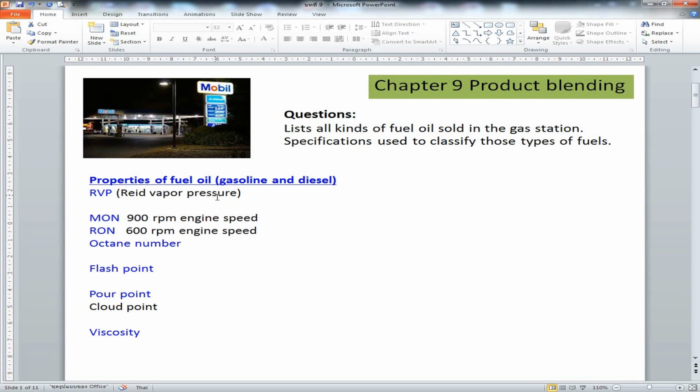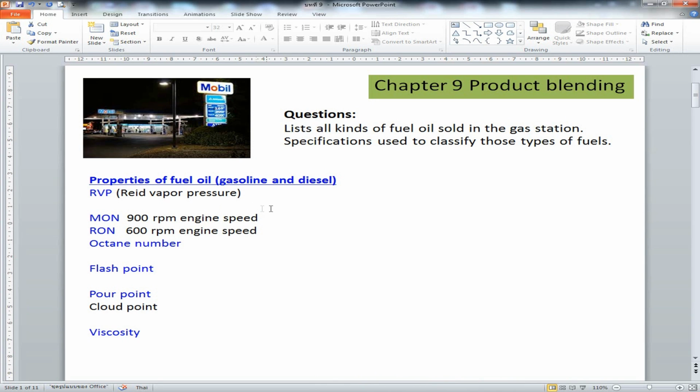Okay, let's get back to the properties. According to the textbook, about 9 to 10 properties are listed for the blending concern, and of what we will study here, only 5 of them will be done in more detail.